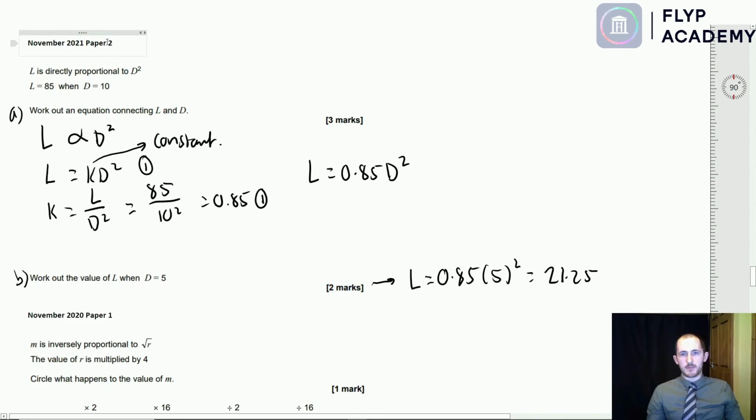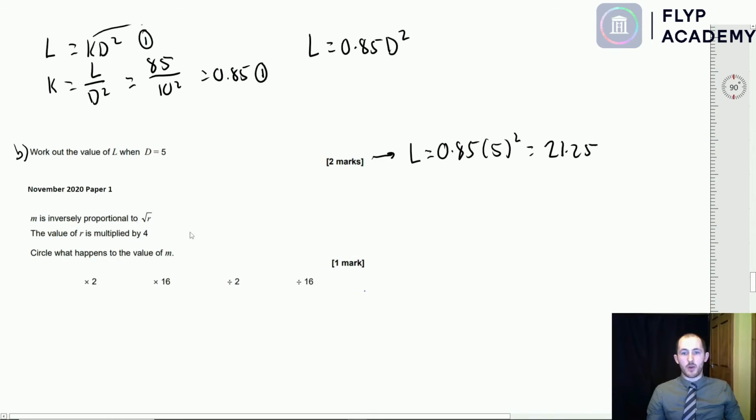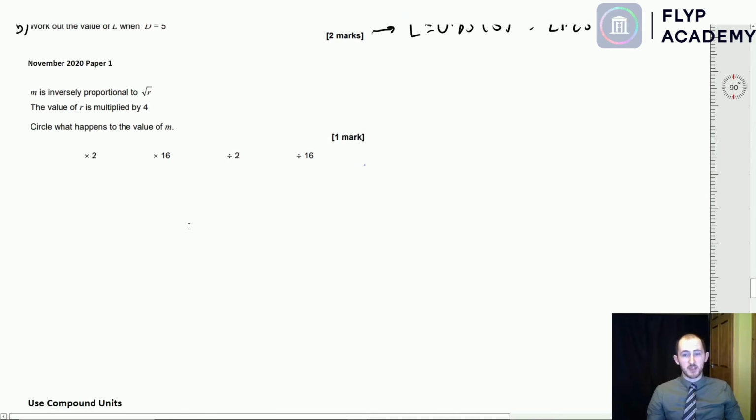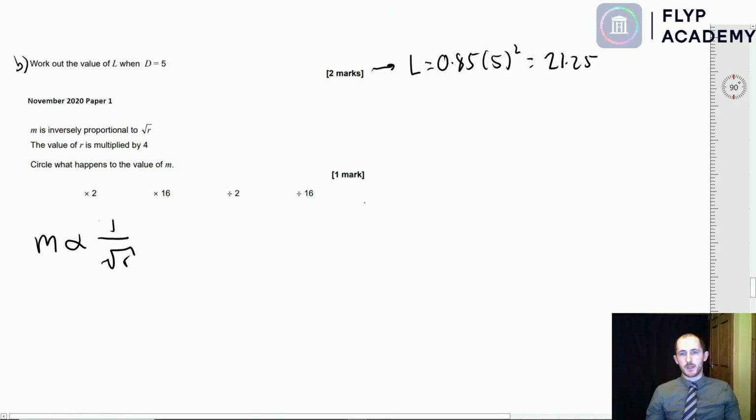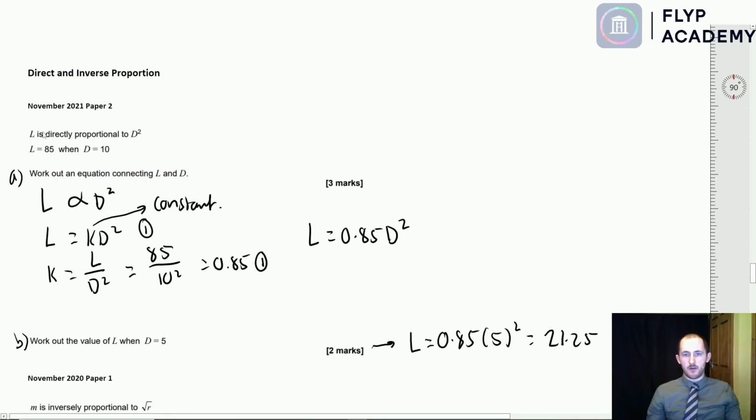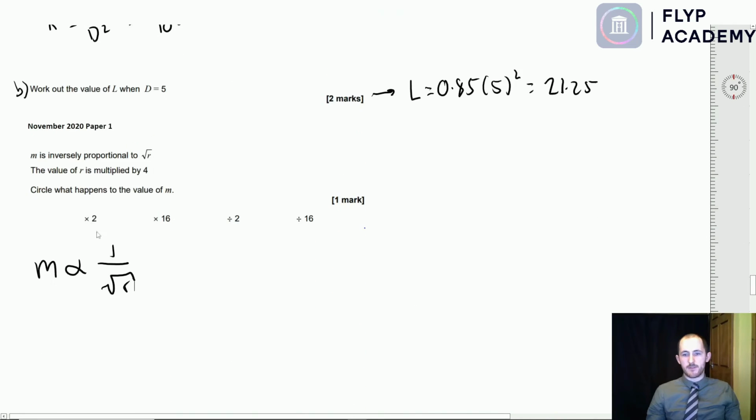So again, that was from paper 2. 2020 paper 1 also had this. Now this is a fun one. Okay. It is inversely proportional to, not directly proportional. So what that looks like is 1 over whatever is on this side, okay? So, directly proportional, L, proportional sign, D squared. Inversely proportional, it's M, 1 over square root of R.